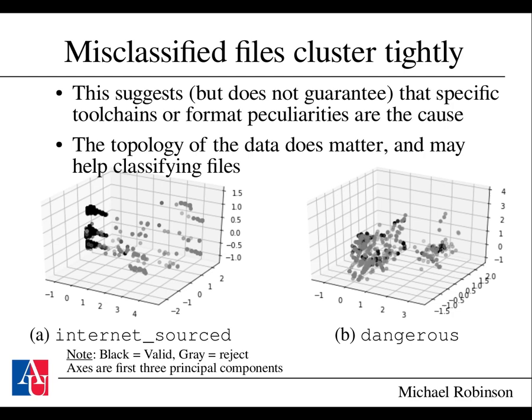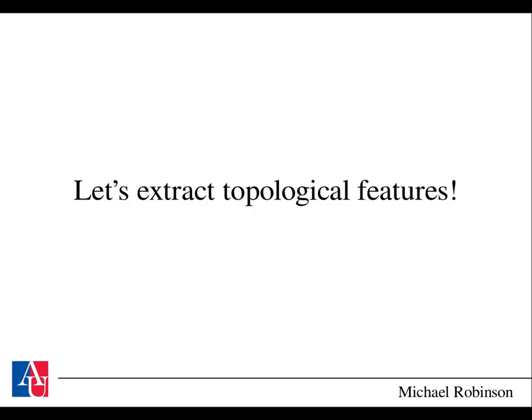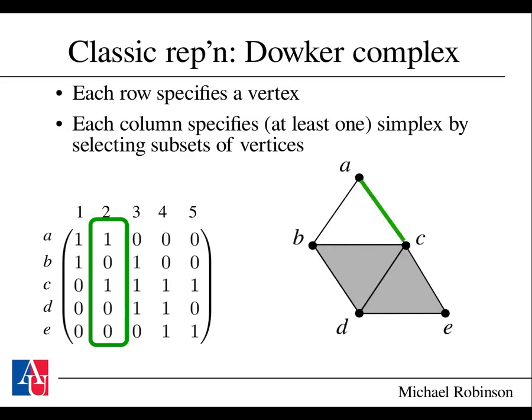So, as I said, the misclassified files seem to cluster fairly tightly. This suggests that specific tool chains or format peculiarities are being used and are giving rise to these behaviors. So this indicates the topology, i.e. the clustering structure, does matter. And if we can exploit it somehow, that will help us classify or fix the misclassifications of these files. So let's try to extract some topological features.